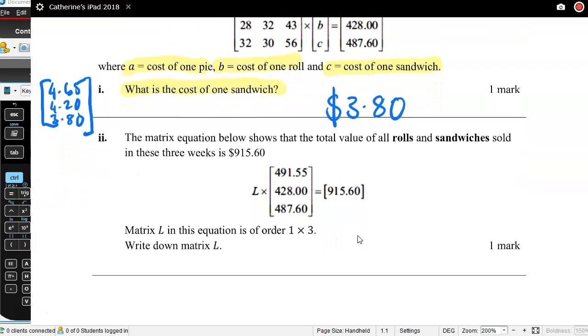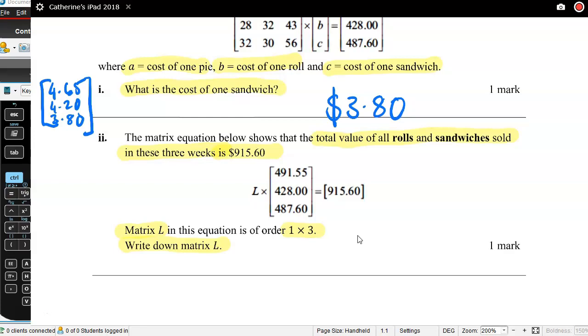All right. So the matrix equation below shows the total value of all the rolls and sandwiches sold in these 3 weeks is $915.60. So all rolls and sandwiches. All right, so it's not including the pies, is it? So we get shown this L times by that amount is $915.60. Matrix L in this equation is of order 1 by 3. All right, so it's a row matrix with 3 columns. Write down matrix L.